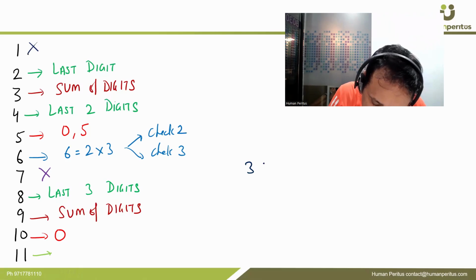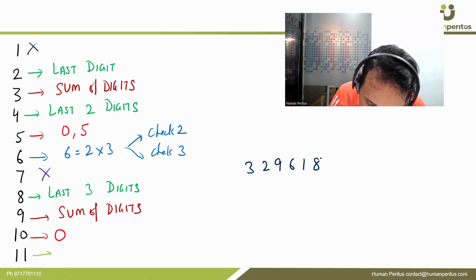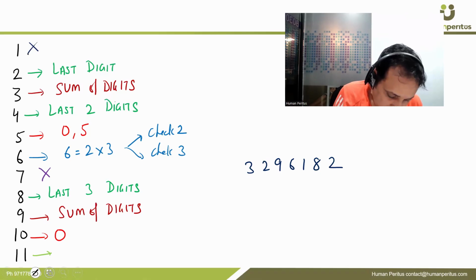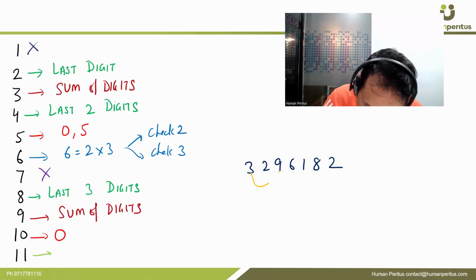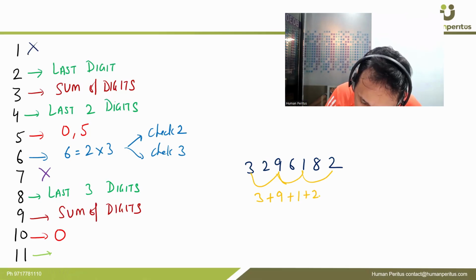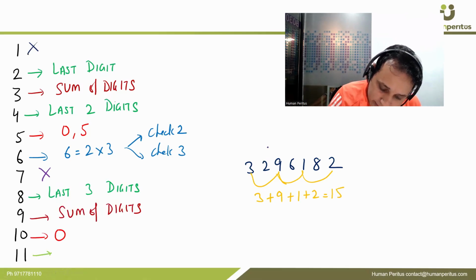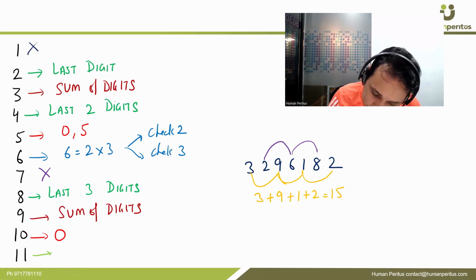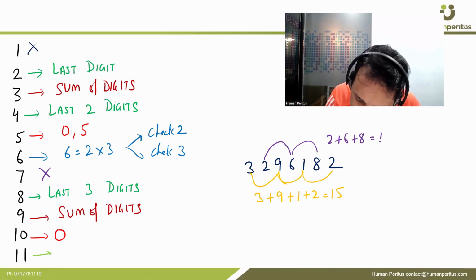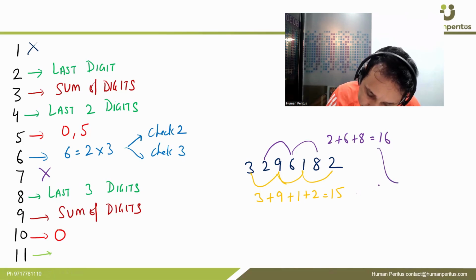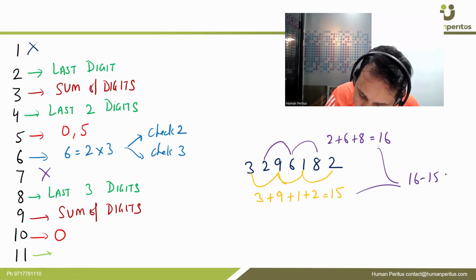For example, my number is 3296182. Okay. So what I do, I take alternate digits and sum them. 3, 9, then 1, and then 2. So I sum them up. 3 plus 9 plus 1 plus 2 comes out to be 15. Then I take the other alternate digits: 2, 6, and 8. I find their sum, 2 plus 6 plus 8, and this is 16. Then I find their difference. So 16 minus 15 is 1.